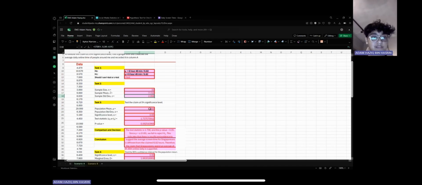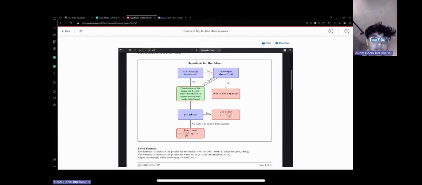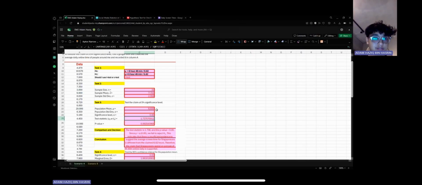Now, to test the claim at 5% significance level, the population mean is just equal to what's given in the article, and since standard deviation is not given, this part is blank, and the significance level is just 5% converted into decimal, which is 0.05. Then for the test statistic, I calculated the formula myself by referring to this formula in the summary sheet, where it says the t-test is x bar minus mu over s divided by square root of n, which is the same thing here: the average minus the population mean divided by the standard deviation divided by square root of sample size.